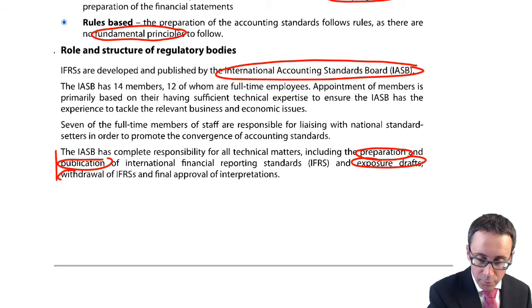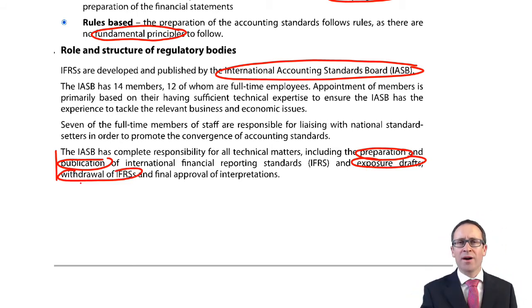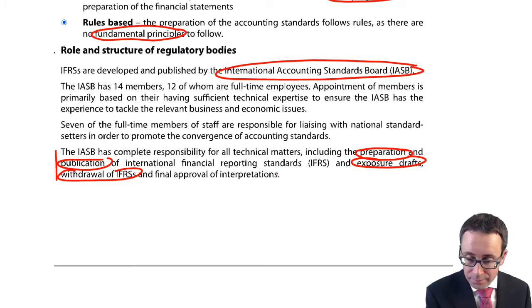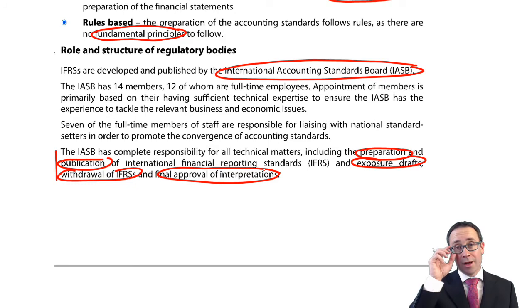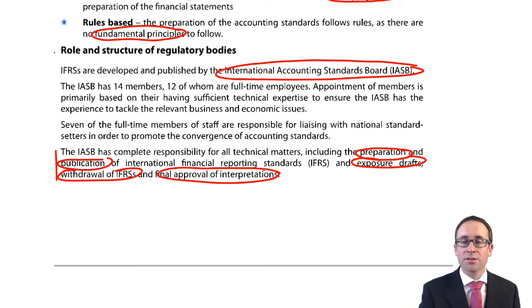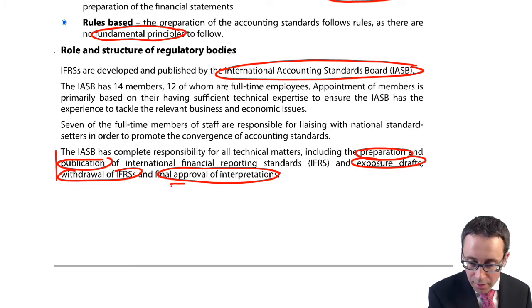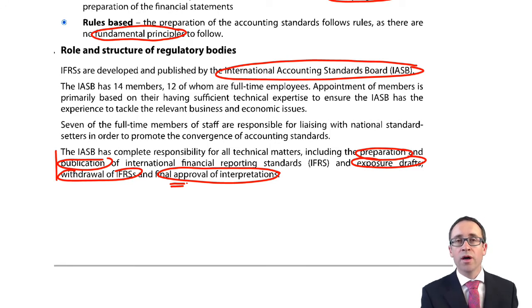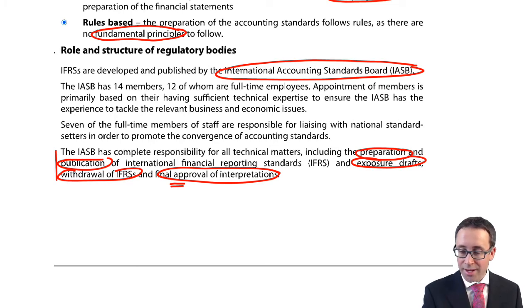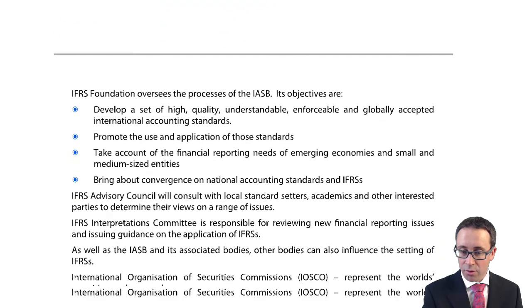Likewise, it's also responsible for the withdrawal of IFRSs. So recently we've had the withdrawal of a standard on revenue to be replaced by a new standard on revenue. We've also withdrawn the standard on leases and replaced it with a new standard on leases. And also, if we have a new standard, people need to understand how to interpret that new standard. So there will be a committee that issues interpretations upon that standard, and the IASB is responsible for the final approval of the interpretations. I think that's important. There is another body that actually prepares the interpretations. So the IASB is pretty responsible in terms of what it has to do.